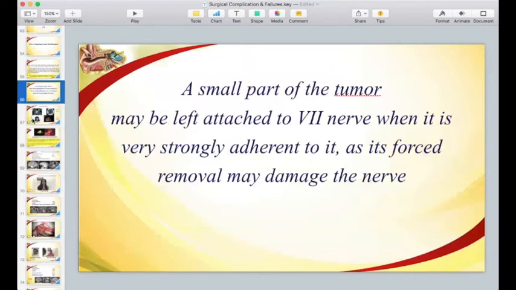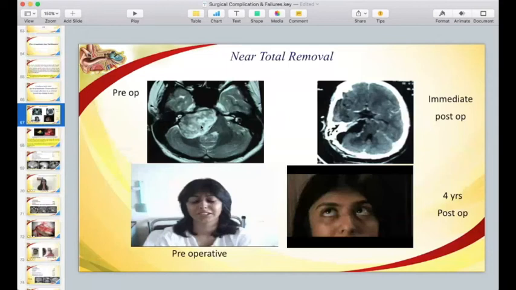Here's a beautiful girl. She's a model and a dancer, presenting with such a large tumor. She only presented with this tumor when she started missing her steps during dancing. And can you imagine the size of the tumor? It's almost going to the opposite side.